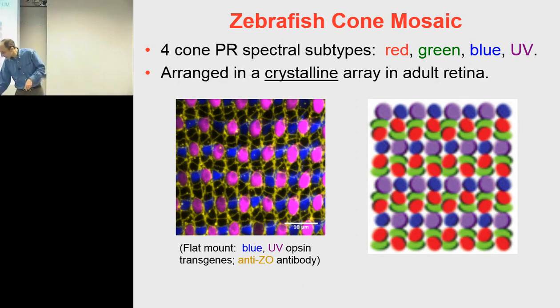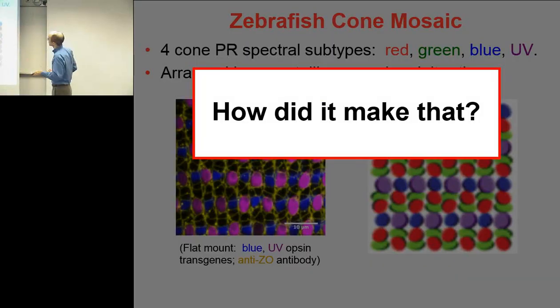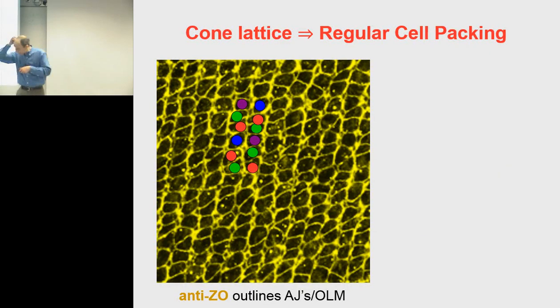All right. So this raises the obvious question: how did it make that? Because after all, it started out as an egg, as we said, and the egg didn't have an eye, and it certainly didn't have a retina with a crystalline mosaic of cone photoreceptors. So it had to know to make this. And that actually involves multiple steps, and in keeping with the general theme that biology is complicated and I'm not going to explain everything, we're going to focus on one of these steps.